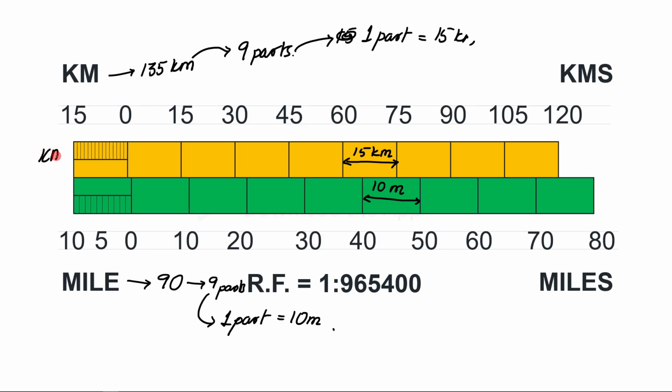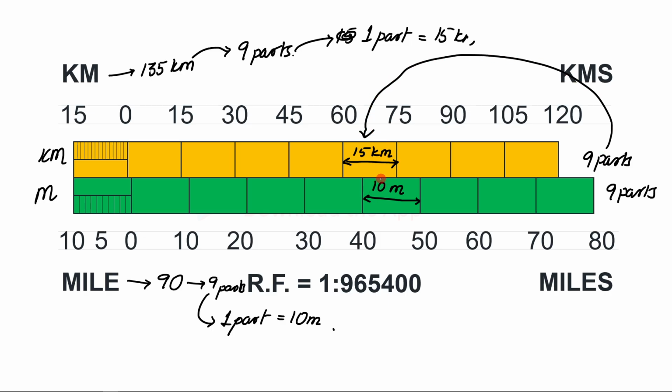This is your kilometer scale, this is your mile scale, and both of them have been divided into 9 parts. The only difference is that in the kilometer scale, each part is equal to 15 kilometers. As far as the mile scale is concerned, here each part is representing a distance of 10 miles. Are we clear on this? I think we can go ahead.